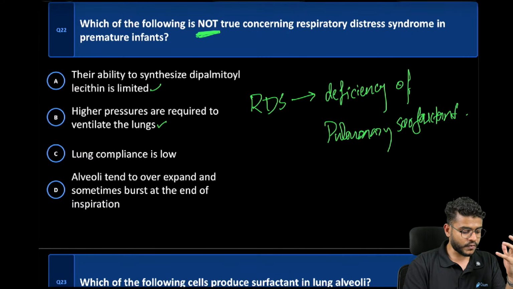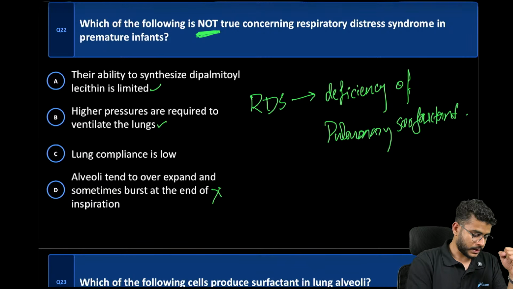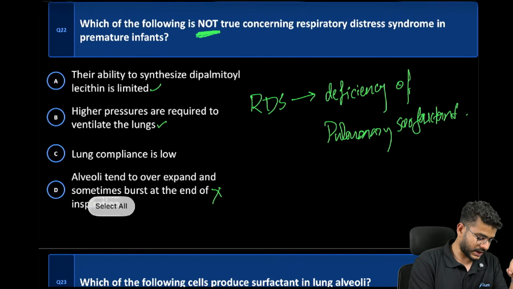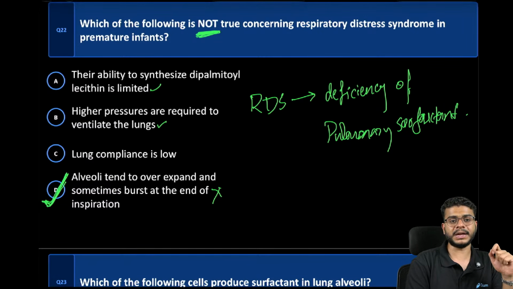Alveoli tend to over expand and sometimes burst at the end of inspiration. That's wrong. Alveoli will not over expand. This is a characteristic of emphysema. So alveoli tend to over expand, no, that is the wrong statement and the correct answer.